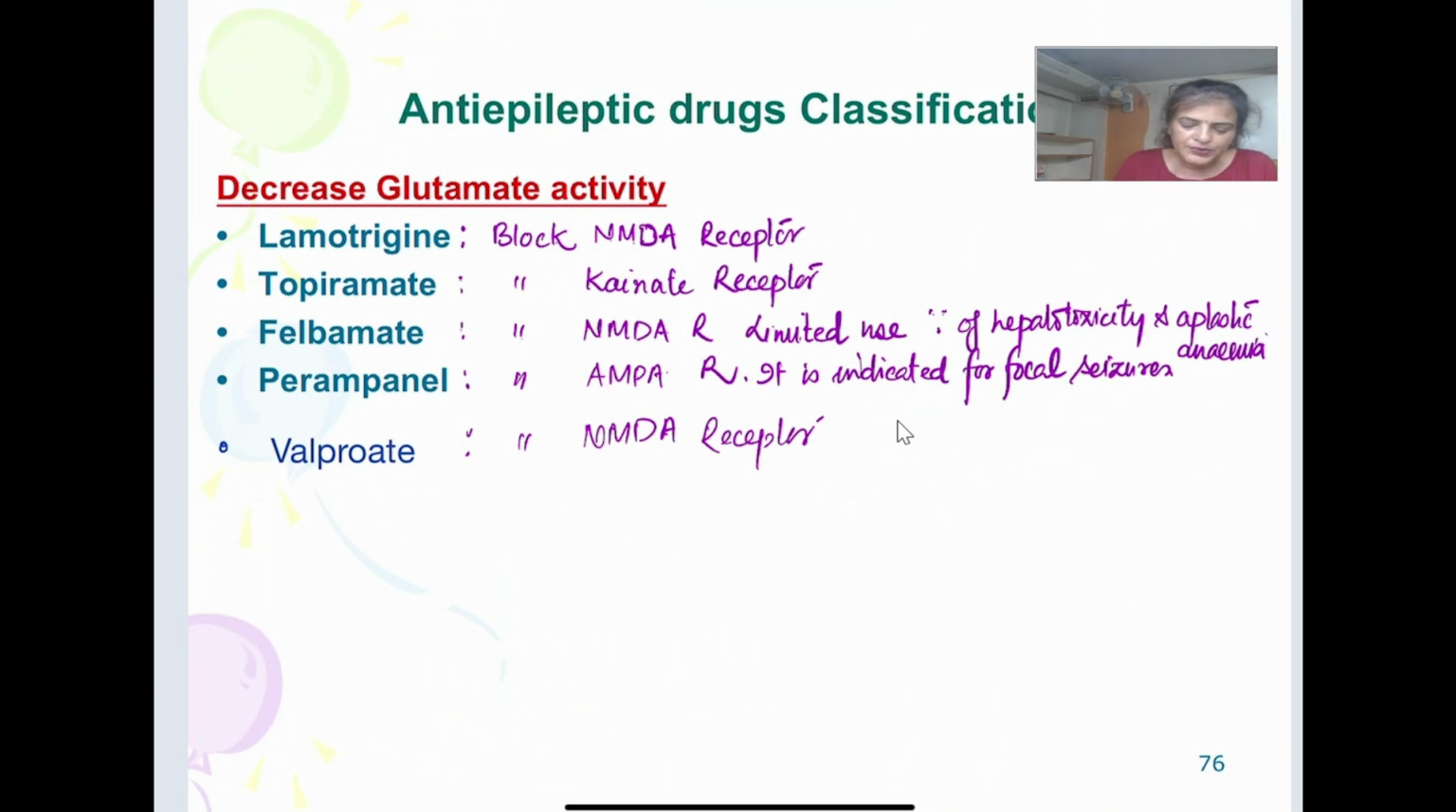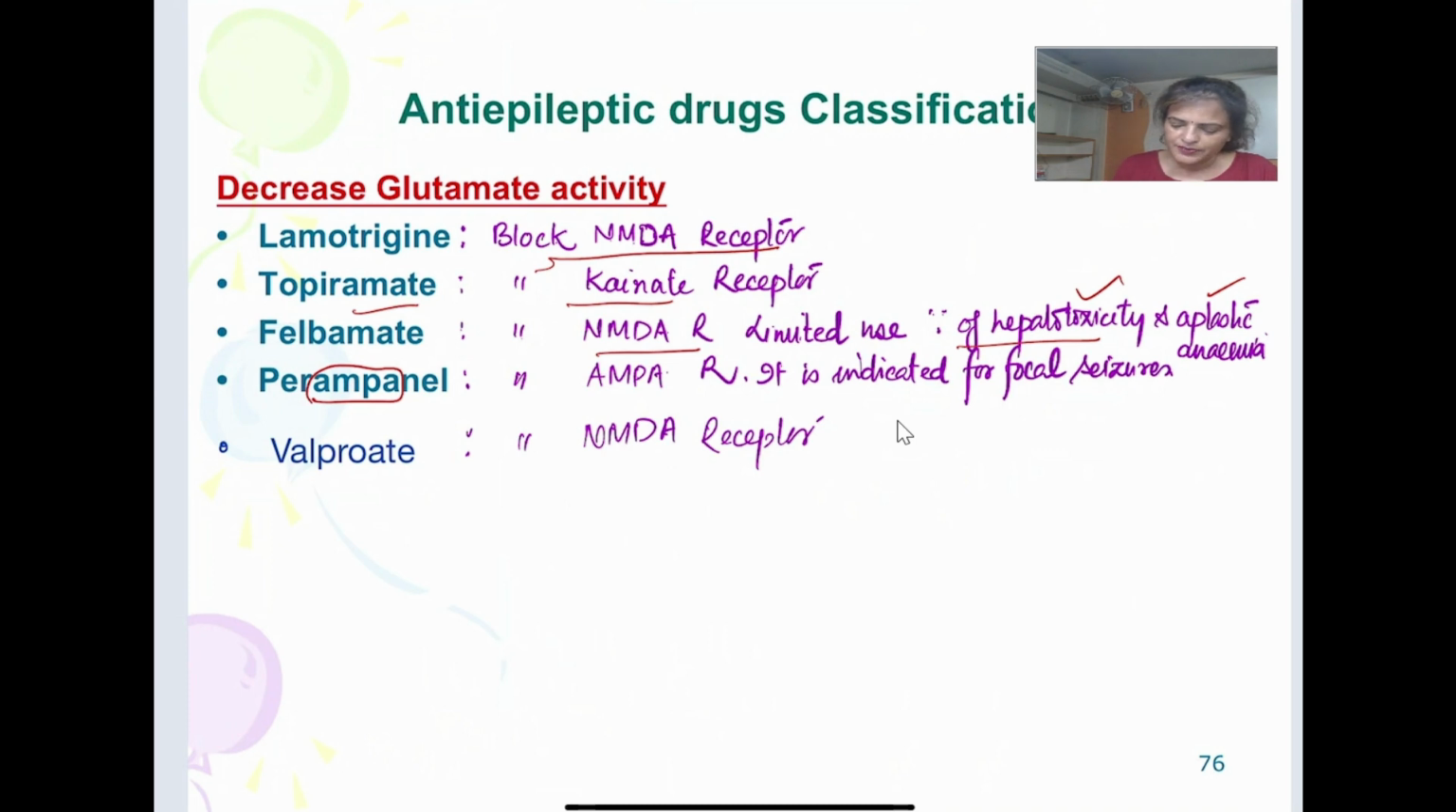Lamotrigine is going to block the NMDA receptor, apart from other mechanisms of action. Topiramate blocks the KAINATE receptor. Felbamate, NMDA receptor, but it is not used because of hepatotoxicity and aplastic anemia. And then perampanel. Perampanel, the name comes directly, AMPA, because this is the only one which is going to act on the AMPA receptor. Of the rest of the drugs, you can remember they act on the NMDA receptor.